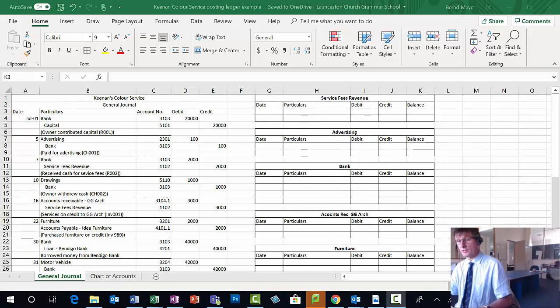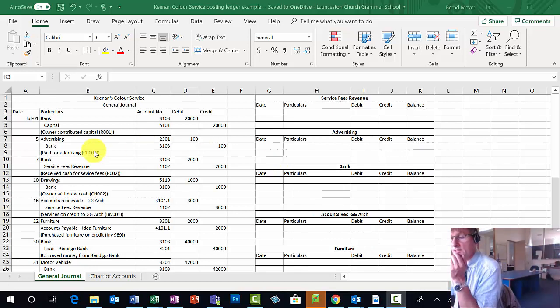Hi, today I'm going to show you how to post from a general journal to a column ledger. I'm using the example from your textbooks, which is on pages 53 and 54. So what you'll see is on page 54. I'm going to show you the whole process from go to woe.